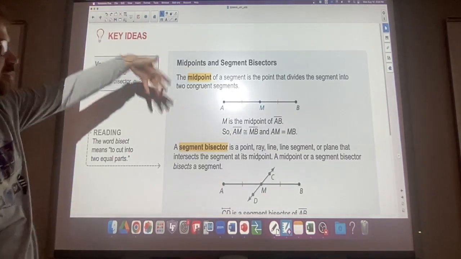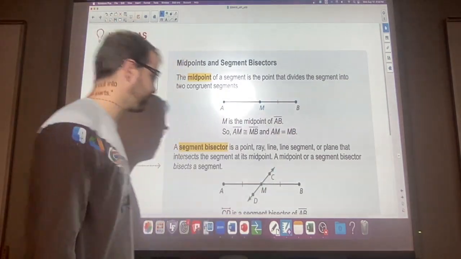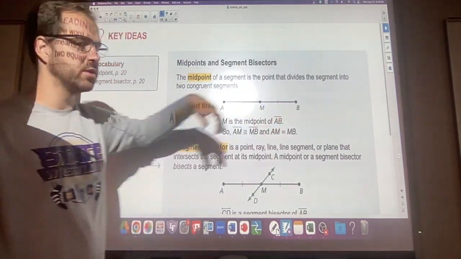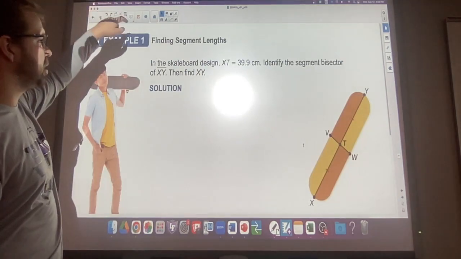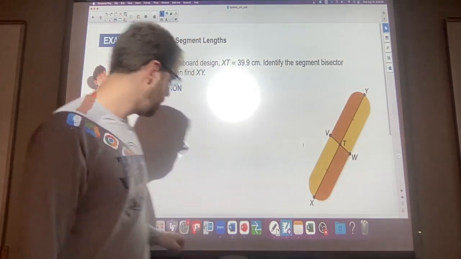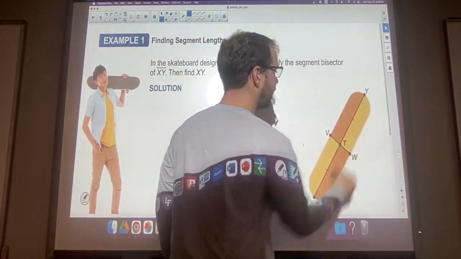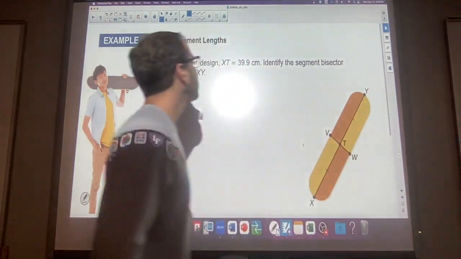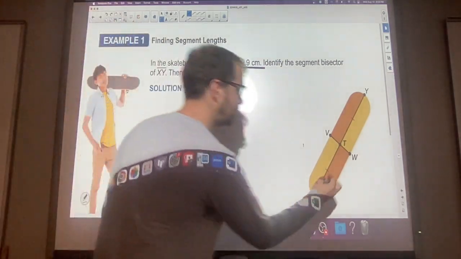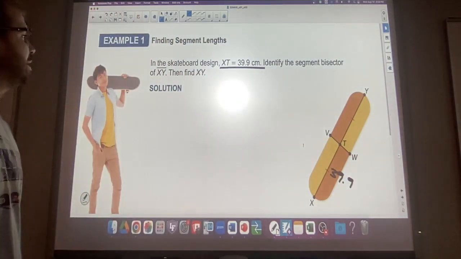Okay, and this is the same thing, but for your textbook. Notice these red dash marks here. You'll see those a lot. Oh, and they use M for midpoint a lot in the textbook because, you know, that makes sense. All right, so let's say this here. Now, you don't have to draw the picture for these. You can just write down the numbers. But actually it probably would be nice to draw this picture here with segment XY and segment VW. And let's say that XT is 39.9. So X to T is 39.9. Identify the segment bisector of XY.